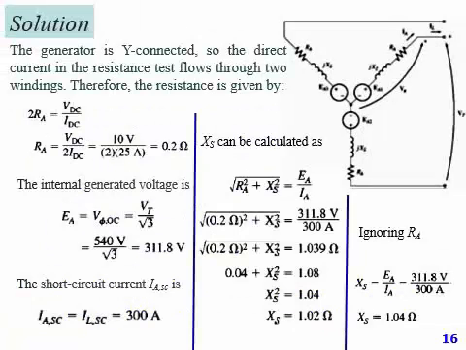Now its solution comes. Since we know that the generator is Y connected, the direct current in the resistance test flows through two windings. Therefore the resistance is given by 2 R A equals V over I. So we calculate R A by dividing by 2 on the right hand side, and we find that R A is 0.2 ohm.